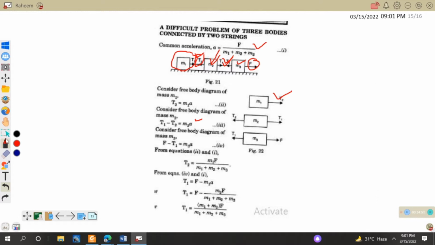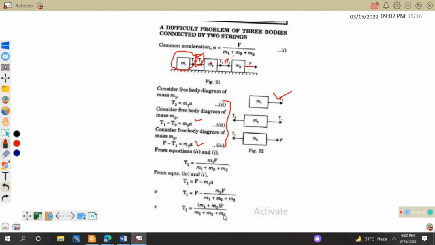And similarly if we write for m3, what are the forces which are acting? F is on the right hand side, so F minus T1 will be equal to m3 a. Now if we mutually solve these equations, we are left with T2 equal to m1 F over m1 plus m2, and tension T1 equal to (m1 plus m2) F over m1 plus m2 plus m3.